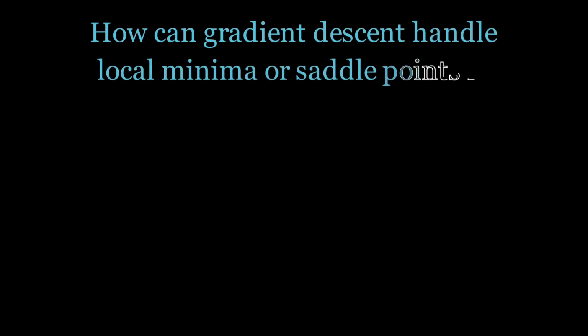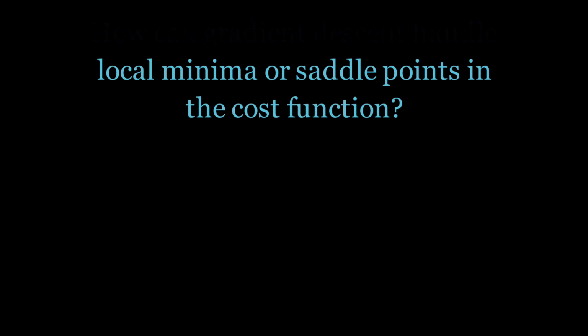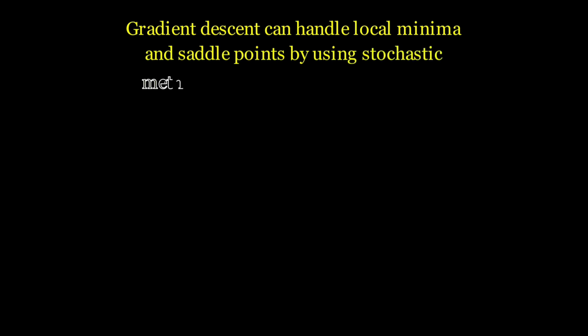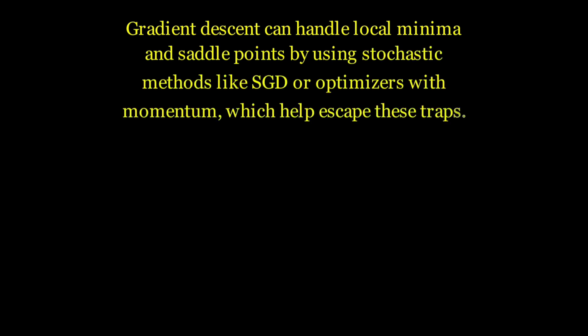How can gradient descent handle local minima or saddle points in the cost function? Gradient descent can handle local minima and saddle points by using stochastic methods like SGD or optimizers with momentum, which help escape these traps.